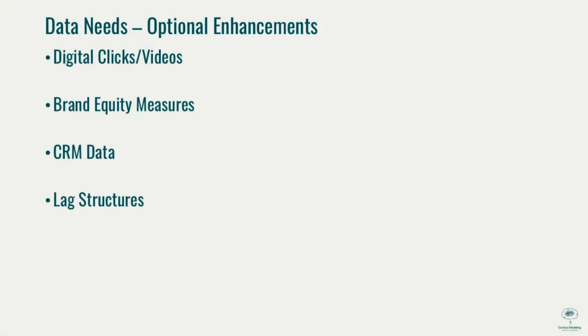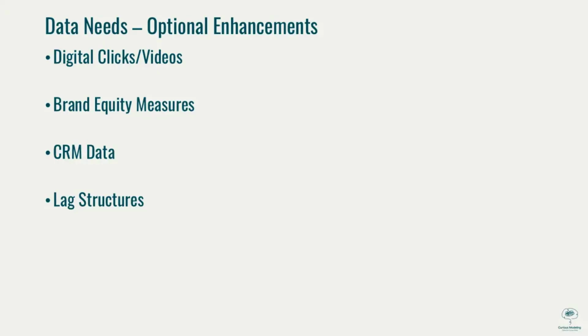Then some optional enhancements, if you happen to have them. Do you have digital clicks and views, which can improve precision for online channels? Do you have any brand equity measures? So awareness scores, brand lift survey results. Do you have CRM data? Do you have customer segments, retention and acquisition outcomes, customer lifetime value? And then any lag structure, which I'm going to get into pretty heavy detail here in a minute, but it's pre-computed ad stock variables for each channel. Though some would prefer to let the model estimate decay naturally.